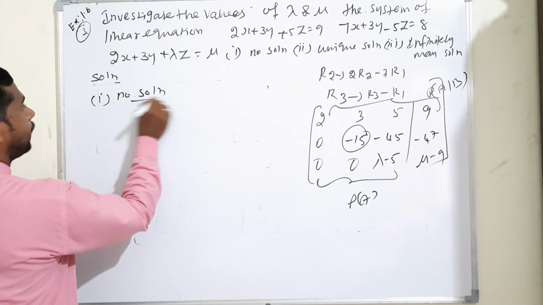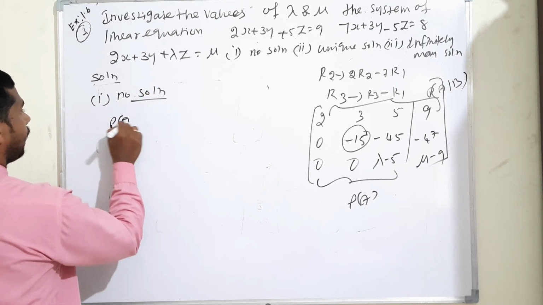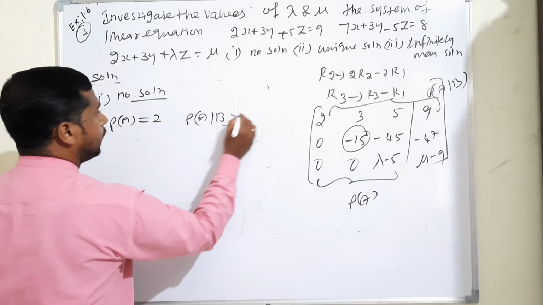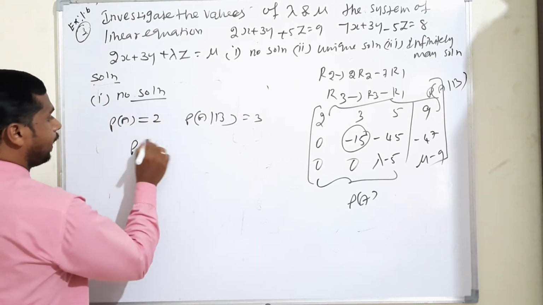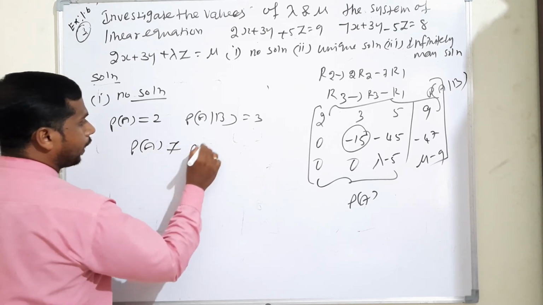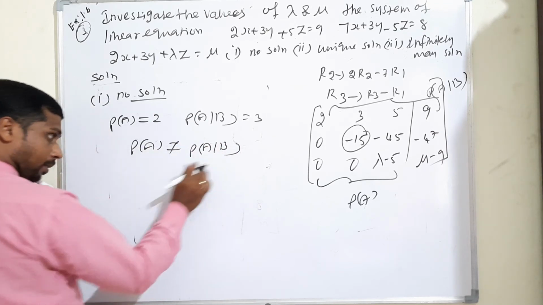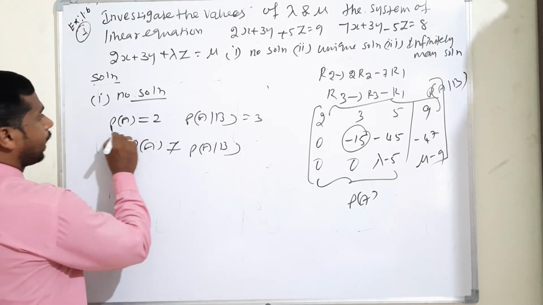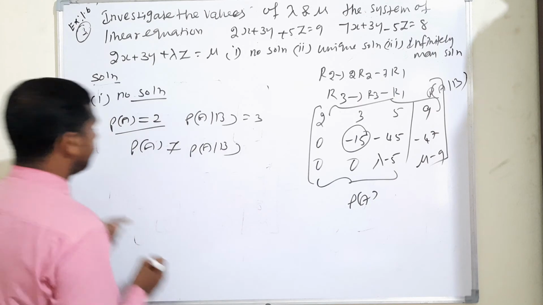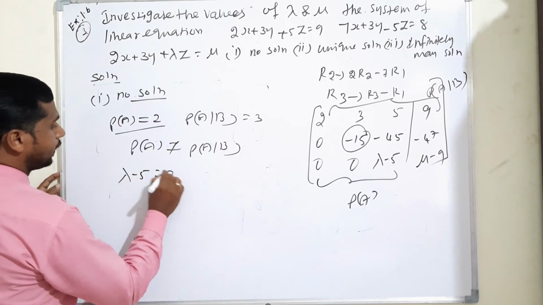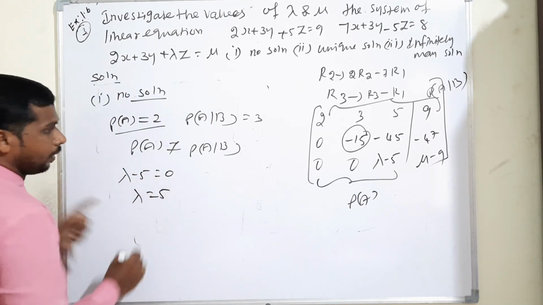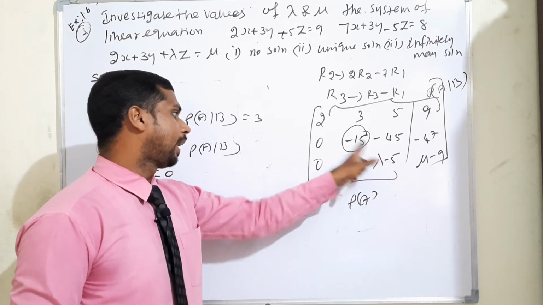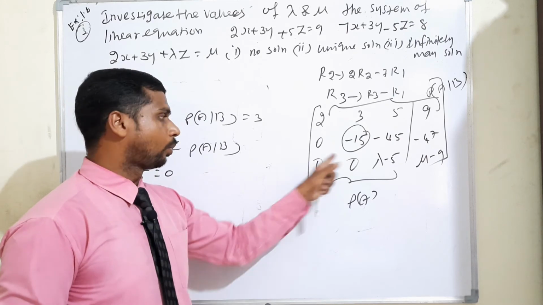No solution means the condition rank of A is equal to 2, then rank of A with B is equal to 3. Then only we can say rank of A not equal to rank of A with B. It is not equal means we can say it is no solution. So rank of A is equal to 2 means lambda minus 5 is equal to 0, means lambda is equal to 5. Consider lambda is equal to 5, means 5 minus 5, 0. If it's 0, rank of A we can say only 2 non-zero rows, third row 0 row.